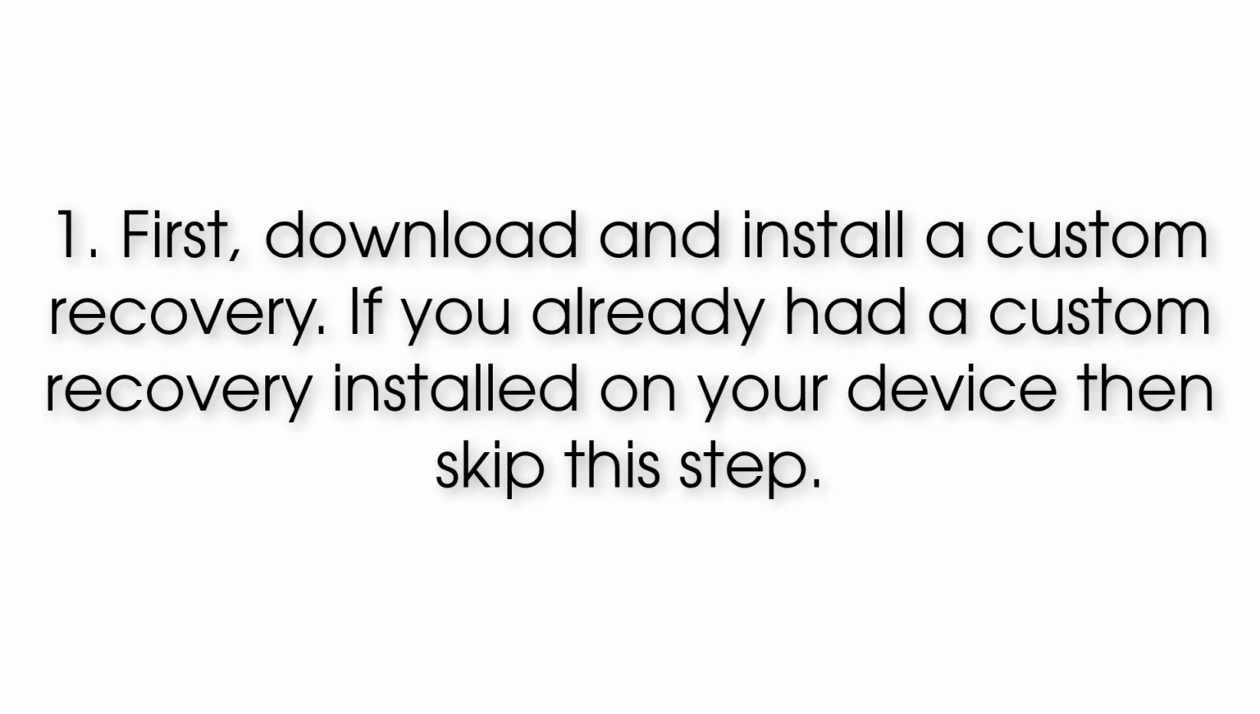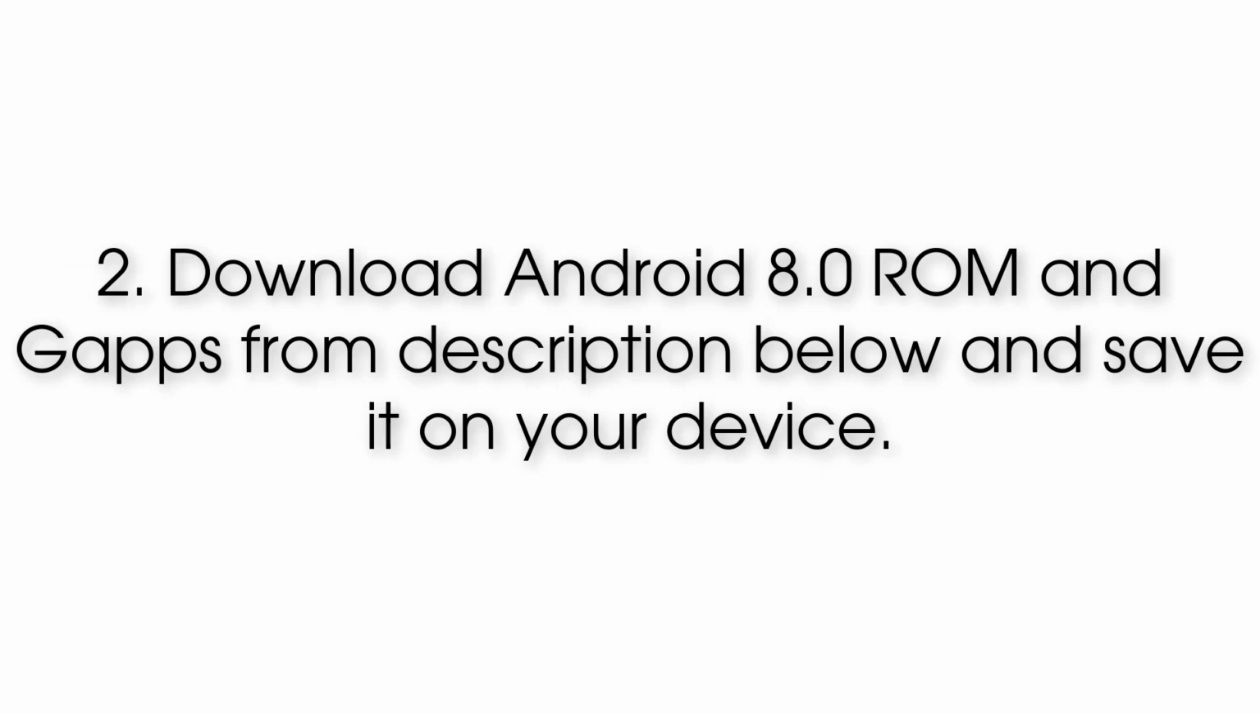Step 1. First download and install a custom recovery. If you already had a custom recovery installed on your device, then skip this step. Step 2. Download Android 8.0 ROM and apps from the description below and save it on your device.